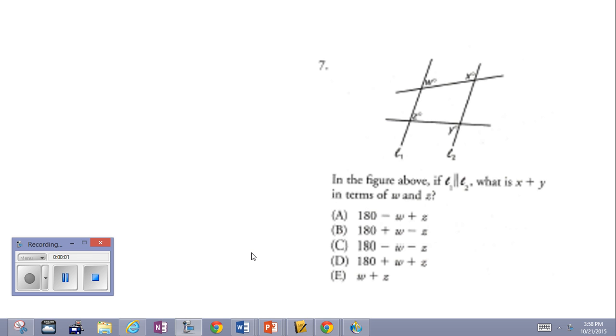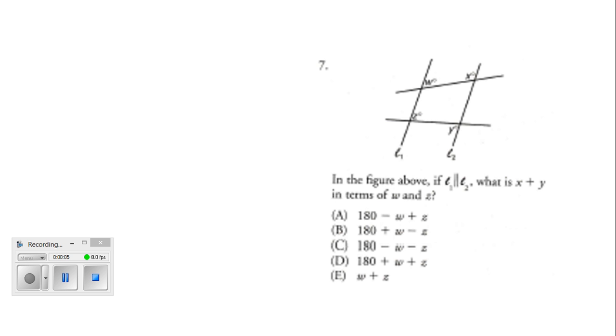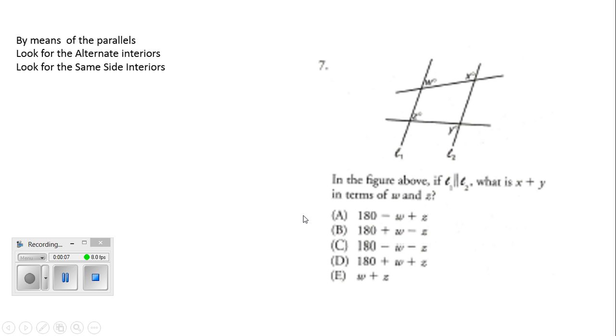Going to look at some of these problems from this worksheet. A few of them, not every one of them. Here's number 7. Take a look at what we have here. What we're told is that L1 and L2 are parallel.